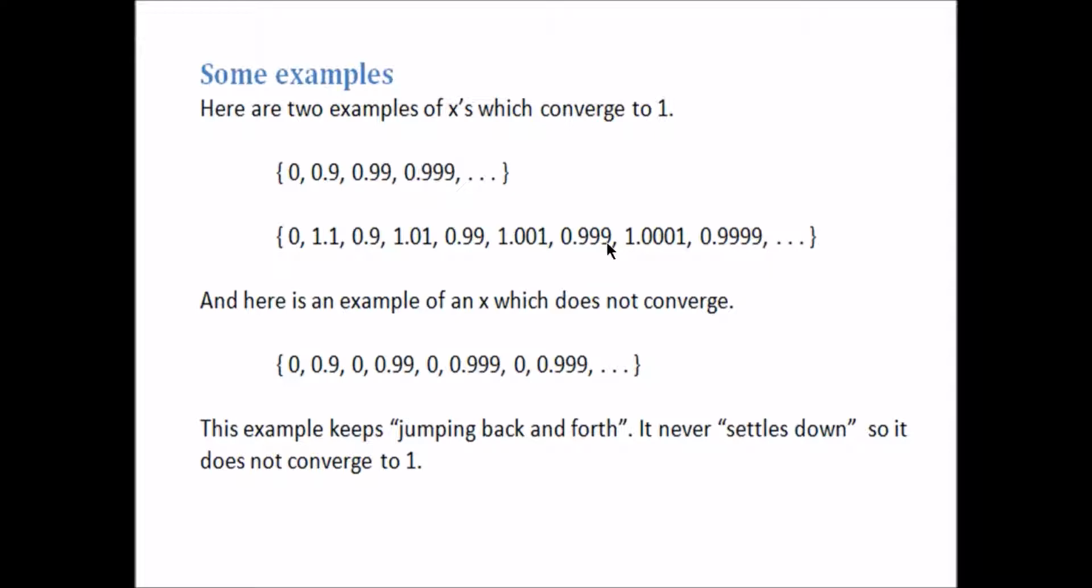Remember, we're thinking of x as a changing, moving quantity. Now, this example does not converge, by the way. 0, 0.9, 0, 0.99, 0, 0.999. It doesn't converge because it keeps jumping back and forth. It never settles down and just steadily converges to 1. Okay?